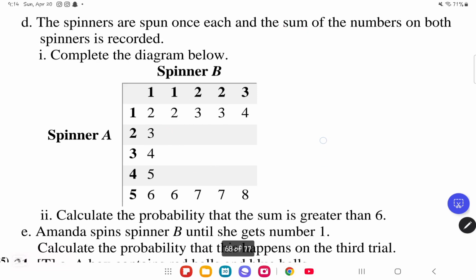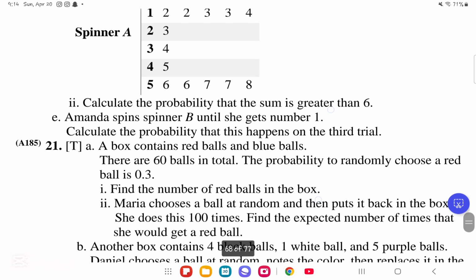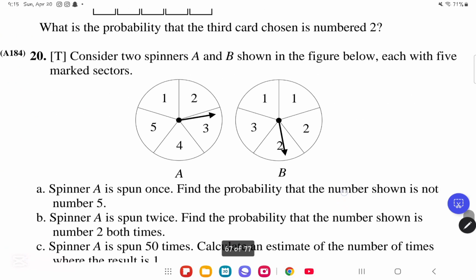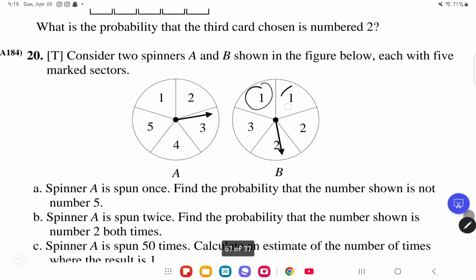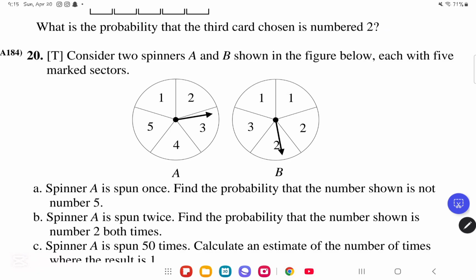Now part E. Amanda spins spinner B until she gets number 1. Calculate the probability that this happens on the third trial. So she will spin spinner B until she gets number 1. Let's go back to spinner B. To get number 1, the probability is 2 over 5. To not get 1, the probability is going to be 3 out of 5, because 5 out of 5 minus 2 out of 5 is 3 out of 5.